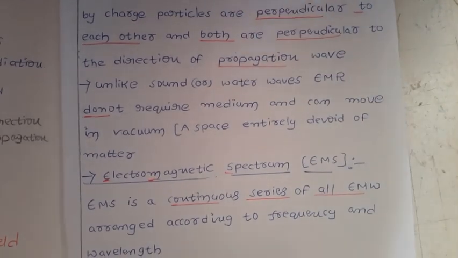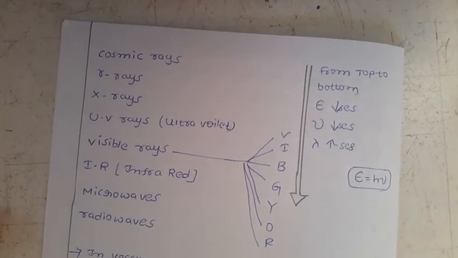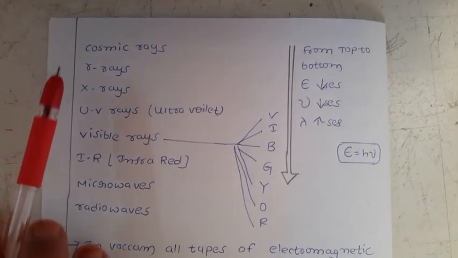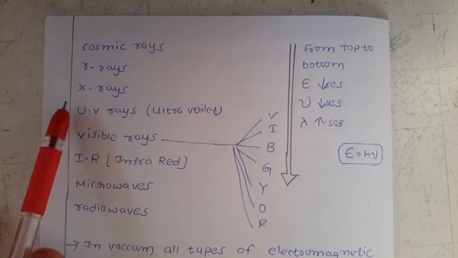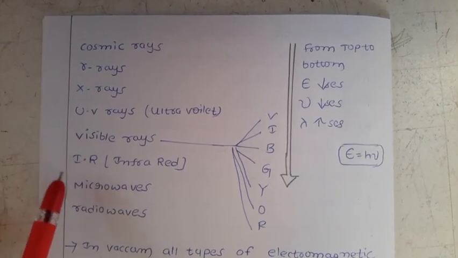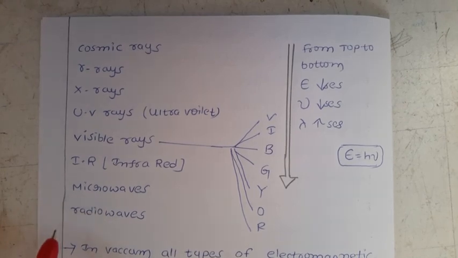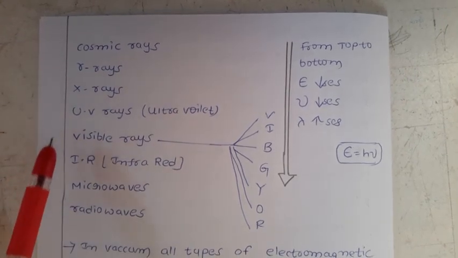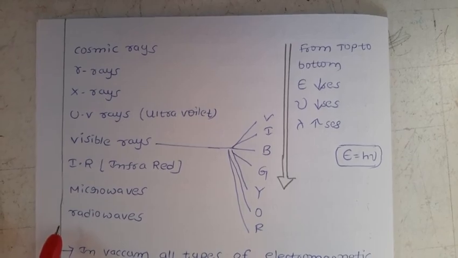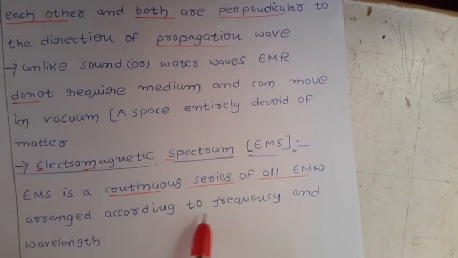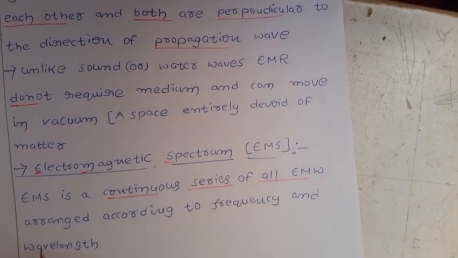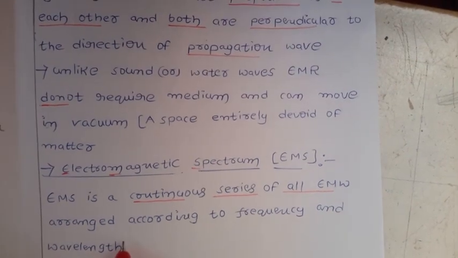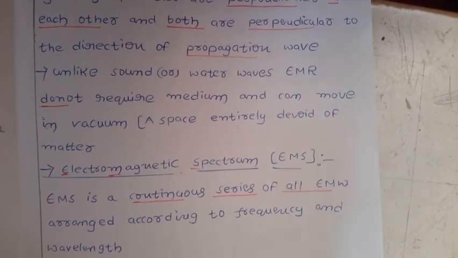So first, let us know what are the electromagnetic radiations. Here we have the cosmic rays, gamma rays, X-rays, UV, visible, infrared, microwaves, radio waves. These are the electromagnetic radiations if you arrange them. So what is the spectrum here? What is the definition we have given? It is a continuous series of all electromagnetic waves arranged according to frequency and wavelength.